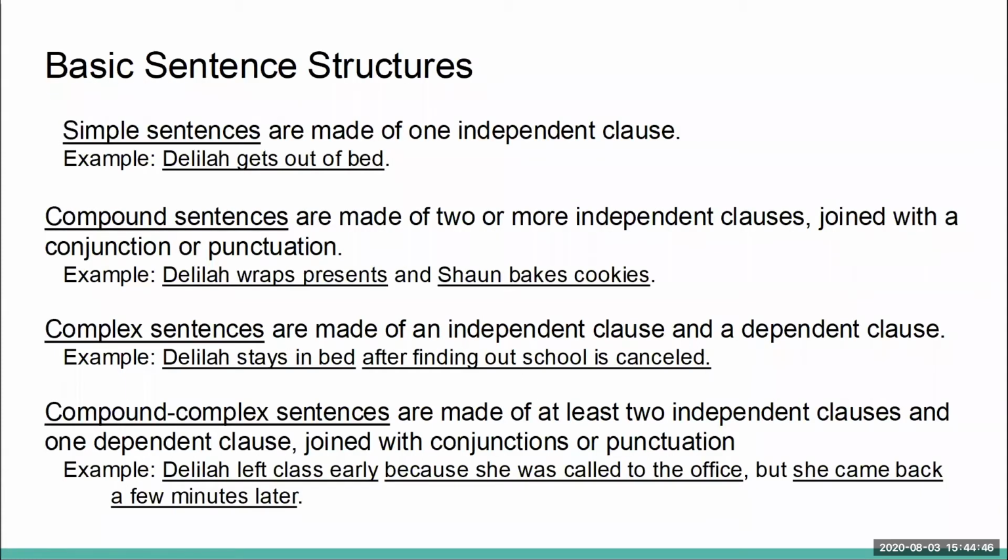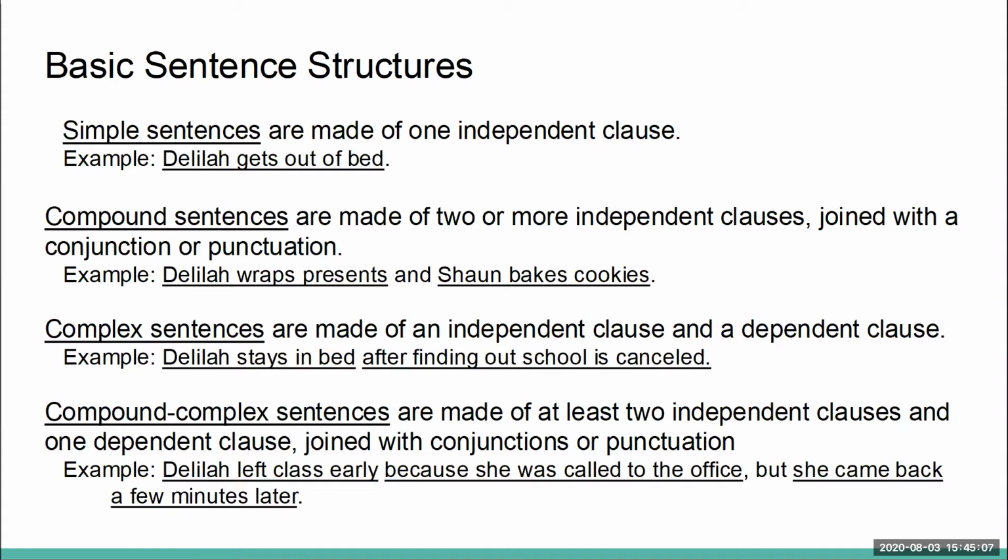Let's take a second to look at some basic sentence structures. Simple sentences are made of one independent clause. Example, Delilah gets out of bed. There is a subject and there is a predicate. It is an independent clause. We need no other information.